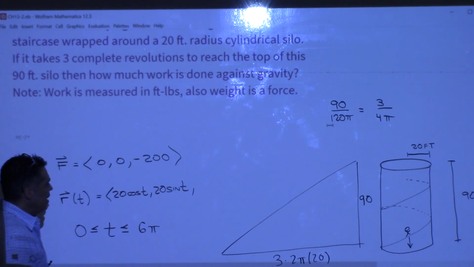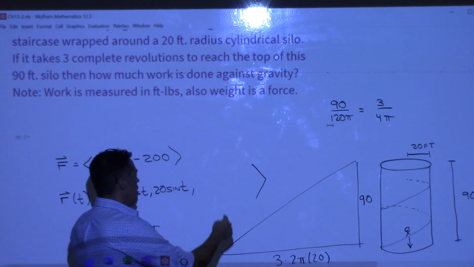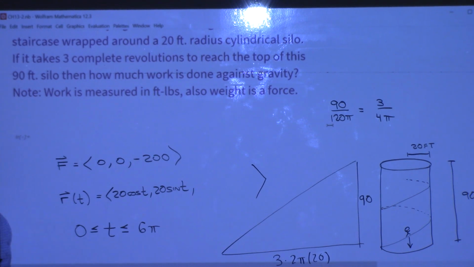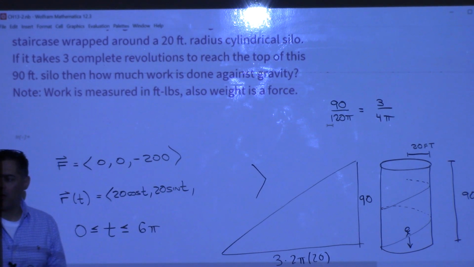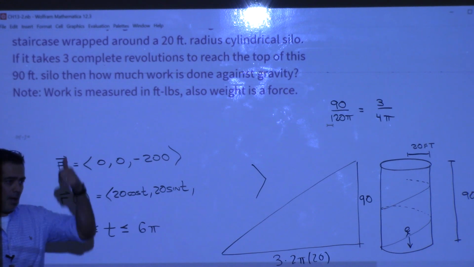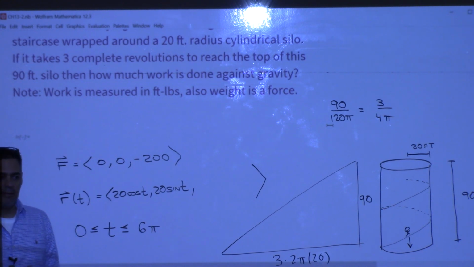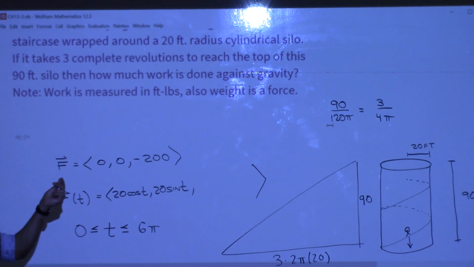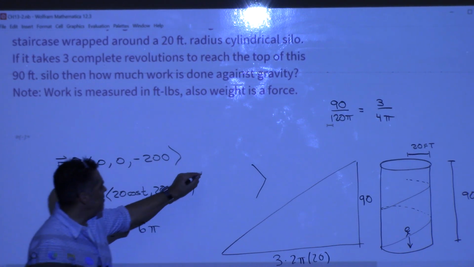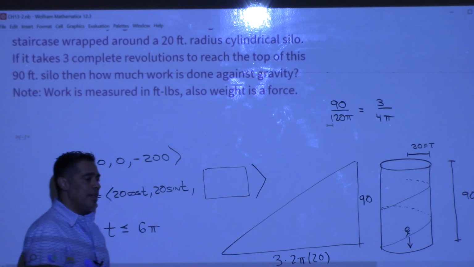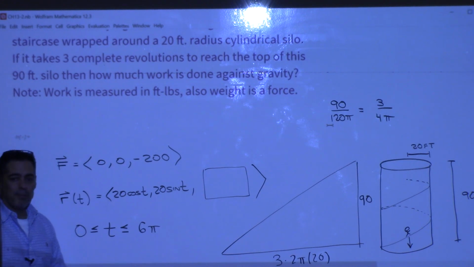At the end of it, what we need is this last component. When t is 0, where do we need to be? What does the z component need to be? Where are you at time 0? The ground, 0, right? And at 6 pi, where does it need to be? Up at 90, right? So you need something that goes from 0 to 90 as you plug in 0 and 6 pi. Any ideas on how I can do that? I need to put something here that when I plug 0 into it, I get 0, and then when I plug 6 pi into it, I get 90.